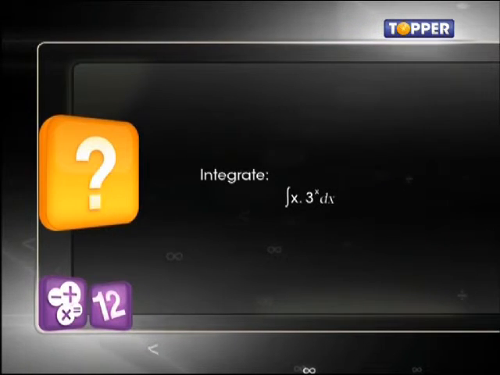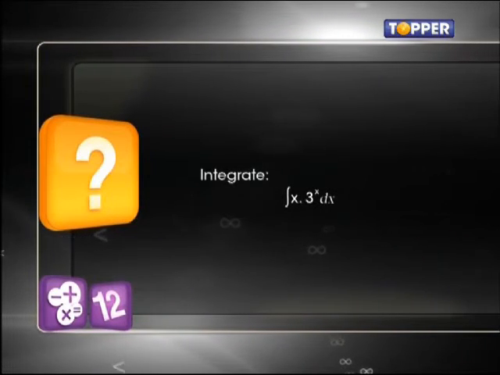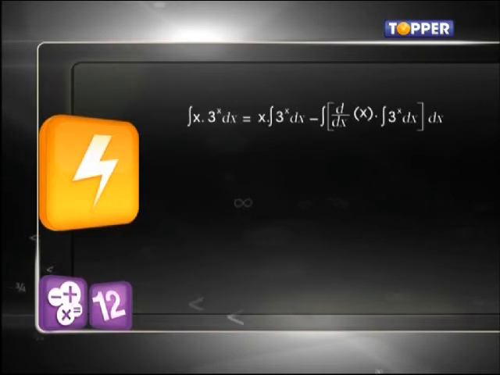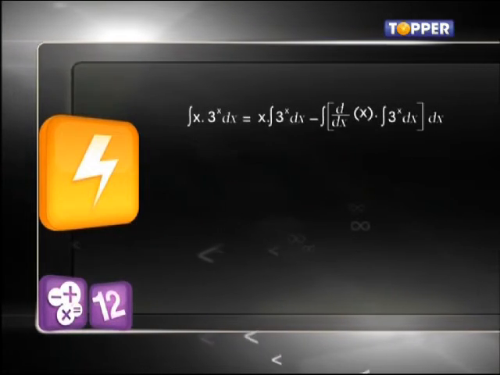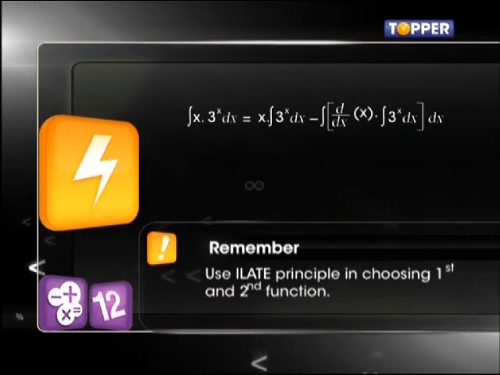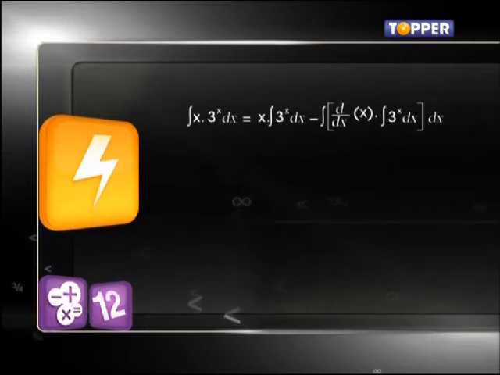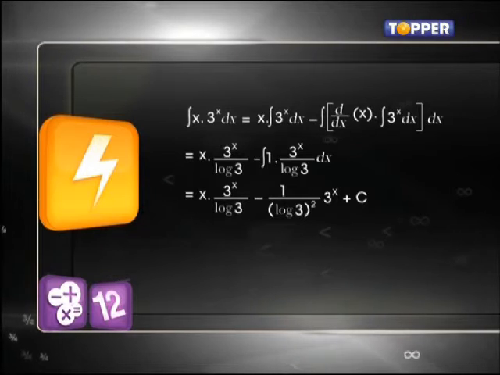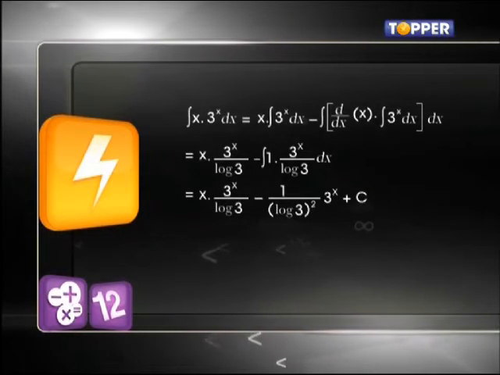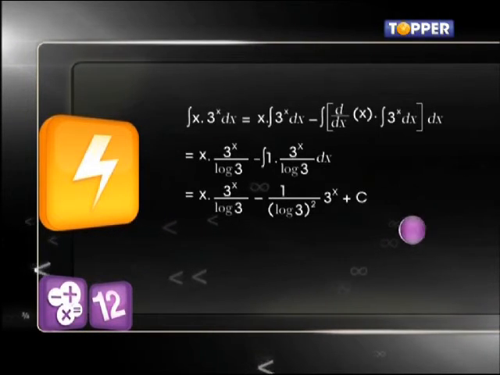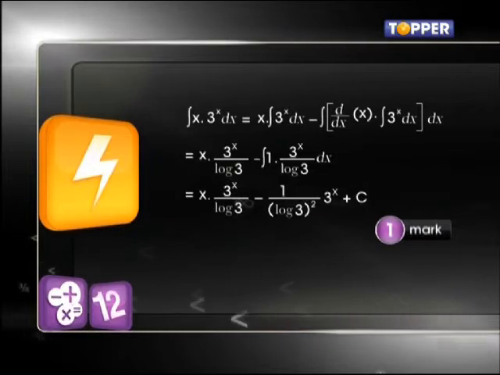Before the break, we had asked you to integrate the function x into 3 to the power x. Here the solution is: let x be the first function and 3 to the power x be the second function. Use the AIEEE principle in choosing first and second function. On solving this using integration by parts, we get the result x into 3 to the power x by log 3 minus 1 upon whole square of log 3 into 3 to the power x plus c, where c is the constant of integration.